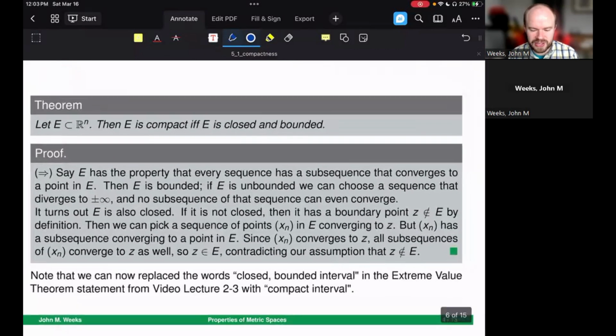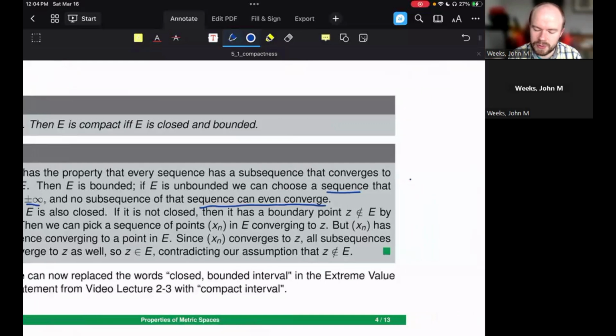And the other direction says, okay, well, let's say that you have the set E with the property that every sequence has a subsequence that converges to a point in E. Then we're going to go through and say that such a set would have to be closed, and it would also have to be bounded. So that's exactly what we're going to try and do. Starting with E being bounded. If E is unbounded, then we can choose a sequence that diverges to plus or minus infinity, and no subsequence of that sequence can even converge. It's kind of like our example with the [0, infinity).